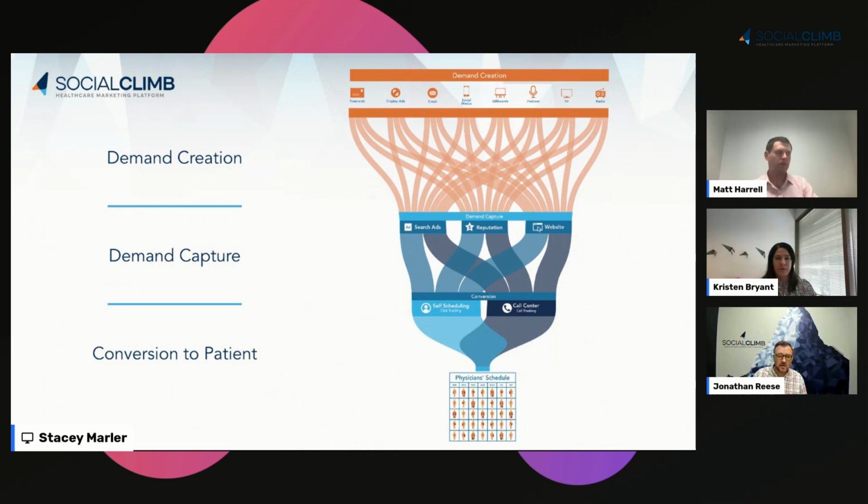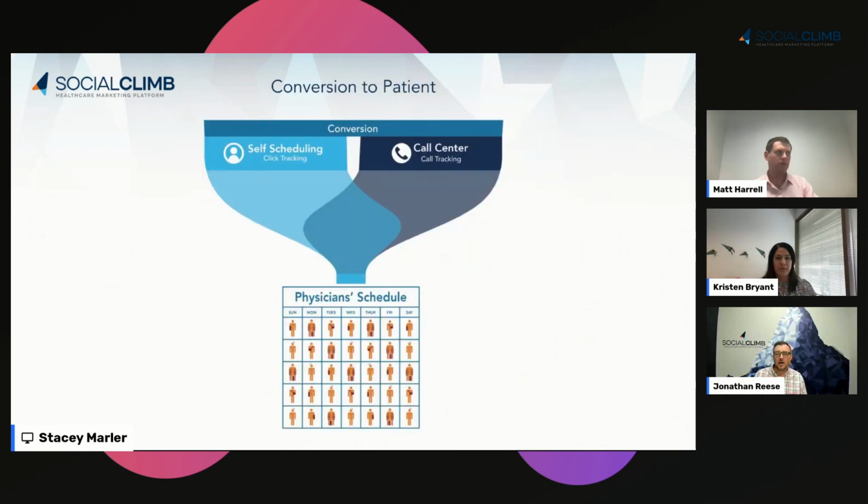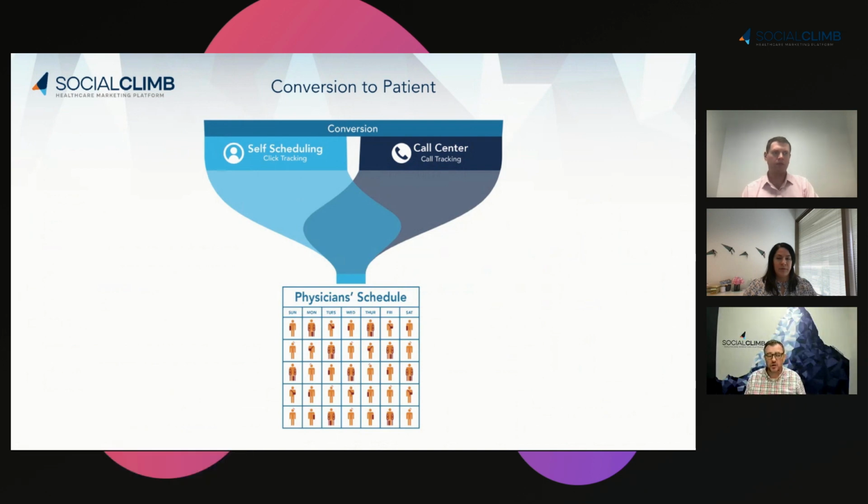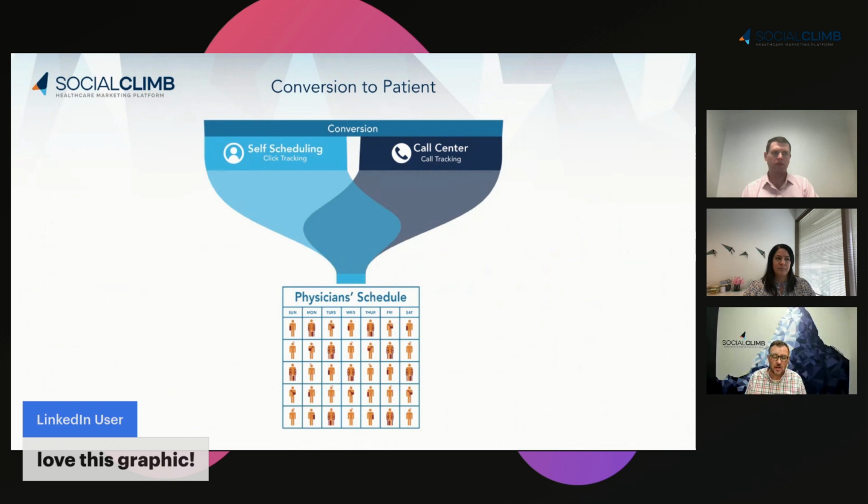Then if you're going to go to the next slide, this is the bottom part of that funnel where you need to convert them. So they're looking for the service, they're looking for a flu shot, they're looking for a knee surgery, whatever it may be. They find it, they find your website, and you want them to schedule. You want them to schedule a visit with the physician. So they can either pick up the phone to do that, or they can self-schedule online.